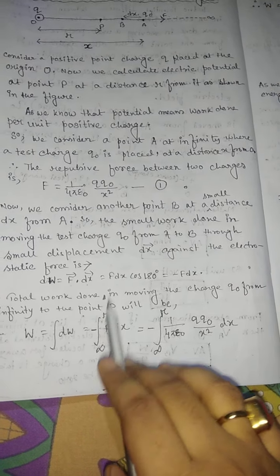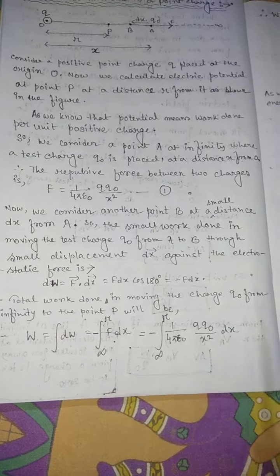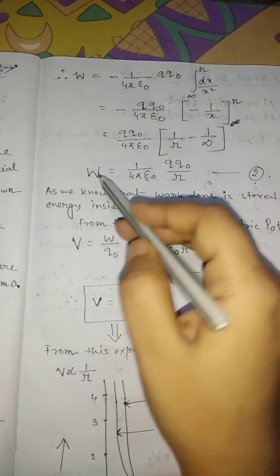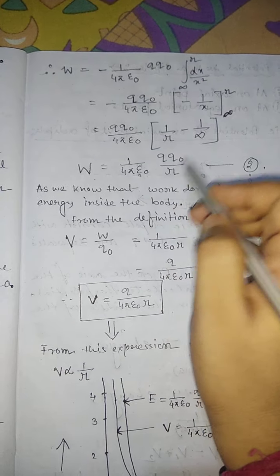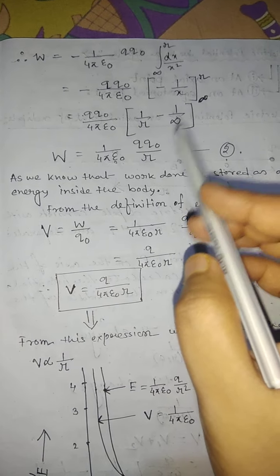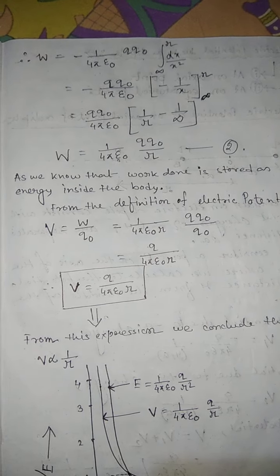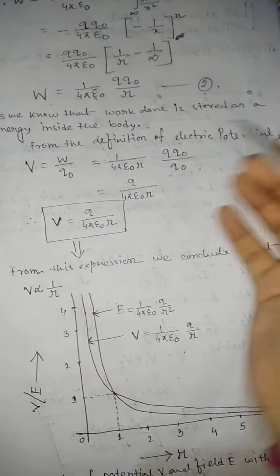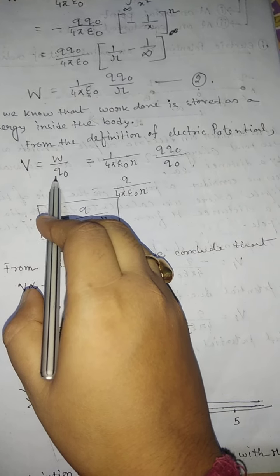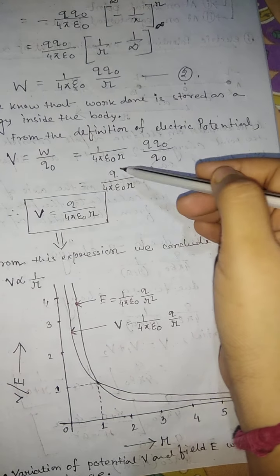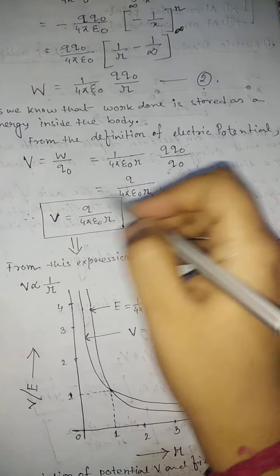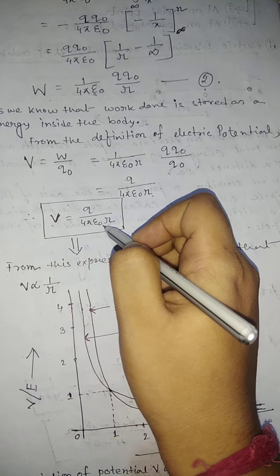Now we put the expression of F here, and we solve this integration. We get W equals 1 by 4 pi epsilon naught Q Q0 by r. We know that work done is stored as potential energy inside the body. By the definition of electric potential, V equals W by Q0. So W is this expression divided by Q0, Q0 cancels. So we get Q by 4 pi epsilon naught into r. So V equals Q by 4 pi epsilon naught r.